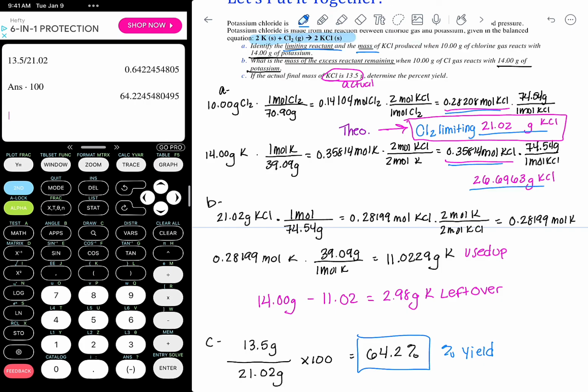So this problem nicely brings together all of what we've done in this chapter. We have a balanced equation using mole ratios, using those mole ratios to determine our limiting reactant and our theoretical yield of product, and then using that theoretical yield and comparing it to an actual yield of that product to get a percent yield of the reaction overall.